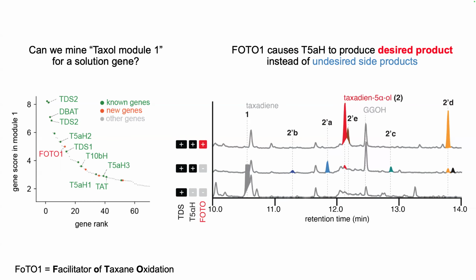Now, initially we didn't know what this is doing, so we just gave it this sort of agnostic name of facilitator of taxane oxidation, or PHOTO. So I'll be talking a lot about PHOTO for the next couple of slides. And when we add PHOTO to the pathway, it improves the production of our hydroxylated intermediate here by about an order of magnitude, and it completely eliminates the production of these side products that we were producing.